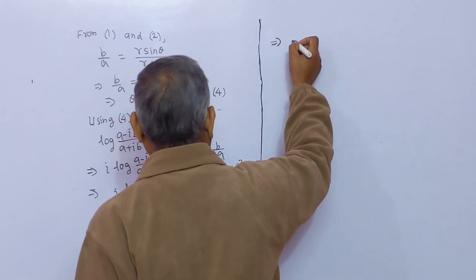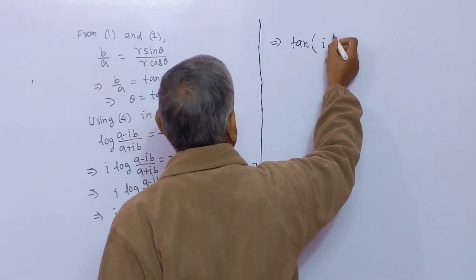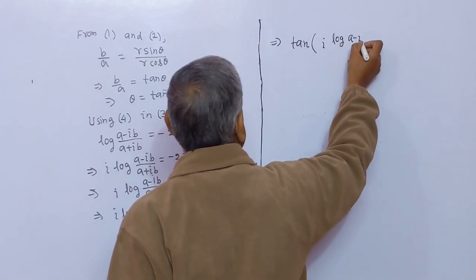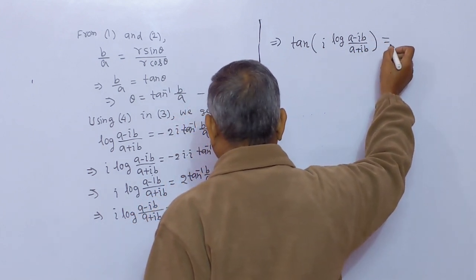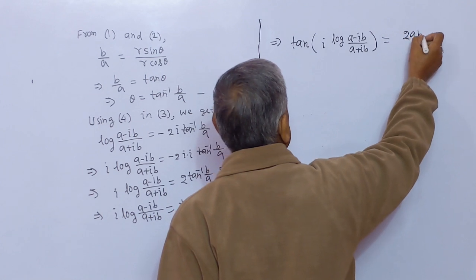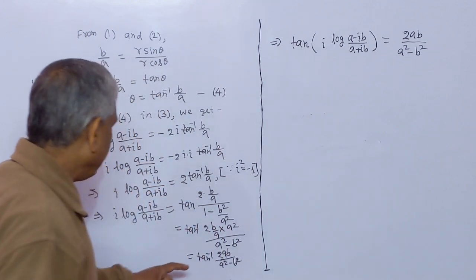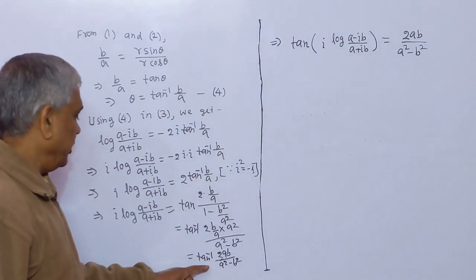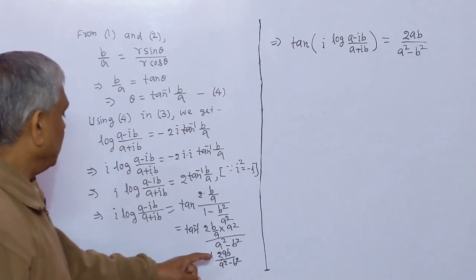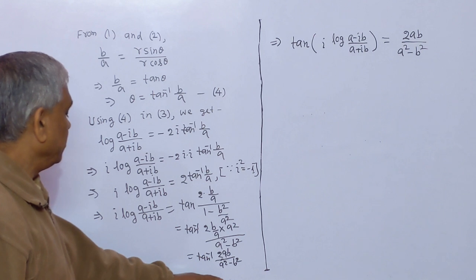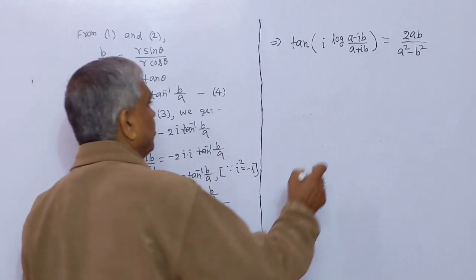This implies that tan(i log((a − ib)/(a + ib))) equals 2ab/(a² − b²). Here we have tan⁻¹ on the right, and we take this to the left side, then the left side will become tan, and on the right side we get only 2ab/(a² − b²). Therefore proved.